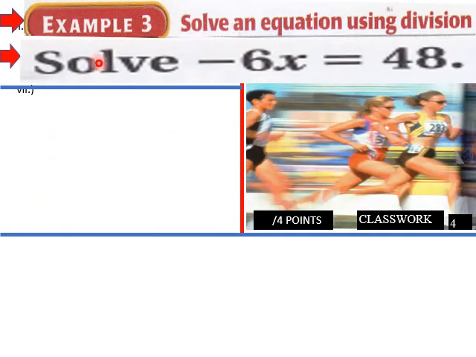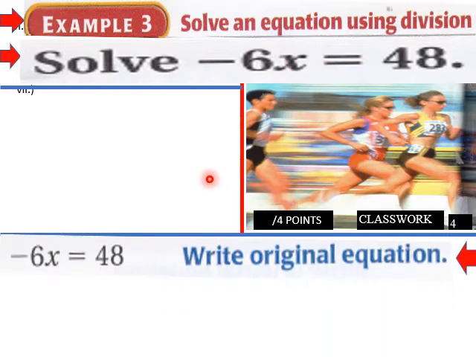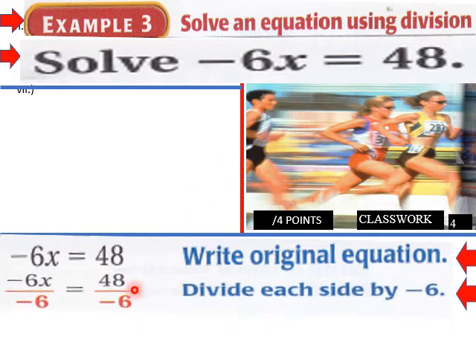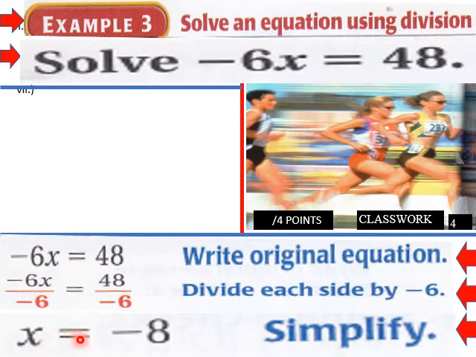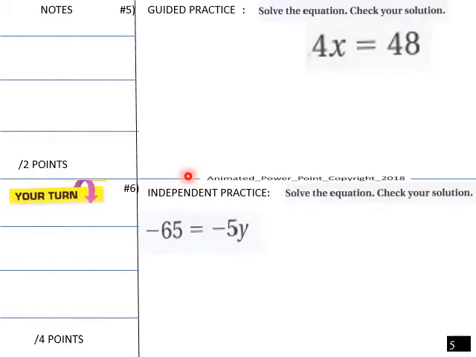So, solve an equation using division. Solve negative 6x equals 48. So negative 6x equals 48. You divide through by negative 6 on both sides. And when you do that, the negative 6's cancel. You have x equals negative 8. 48 divided by 6 is 8, so x equals negative 8. So that would be how that works.